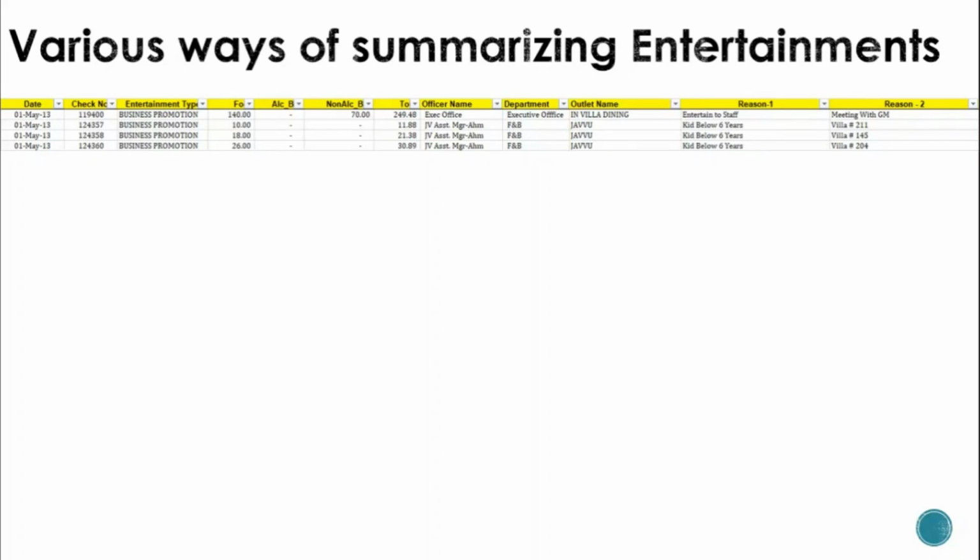In the Excel file, this specific format is not available; only the reports are available. But there will be an Excel file in the downloadable reports. So it will show you these details that you need to record. Means you need to record the date, the check number, the outlet, who approved and why they approved.